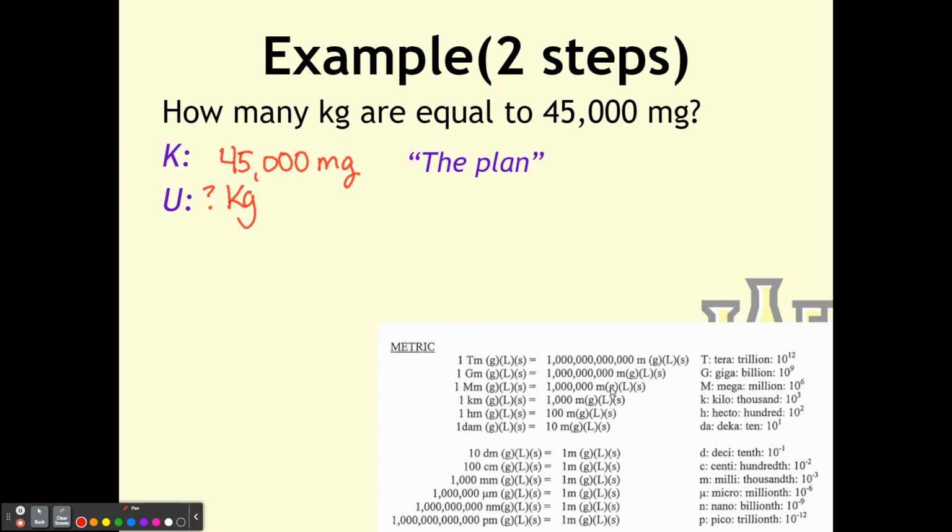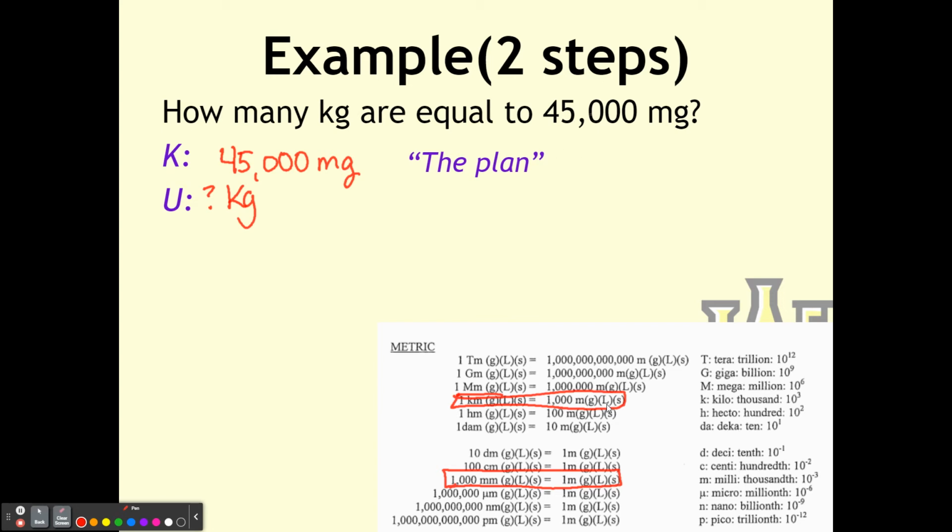You'll notice down here, when I look at milli, it is right here. So I can go from milli to meters, but I cannot ever go from milli to kilo. So I have to go from milli to meters. Then I'm going to go from meters to kilo. Okay.